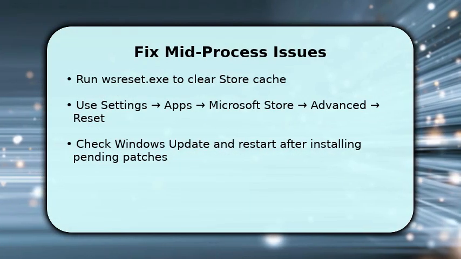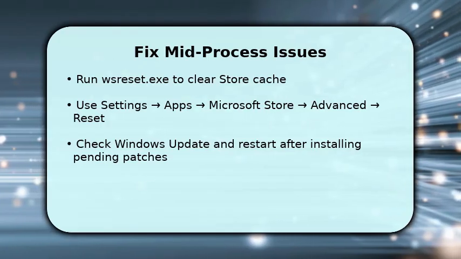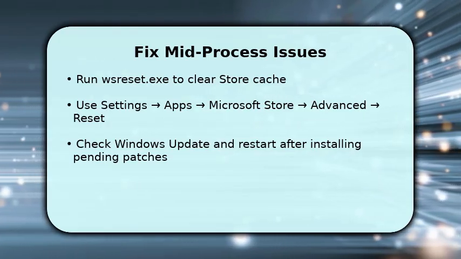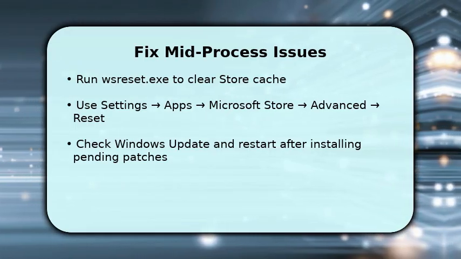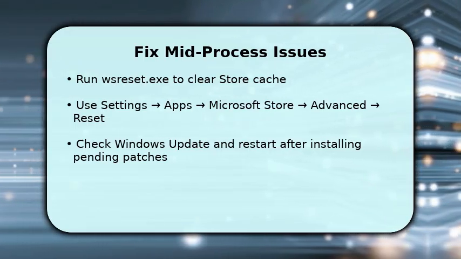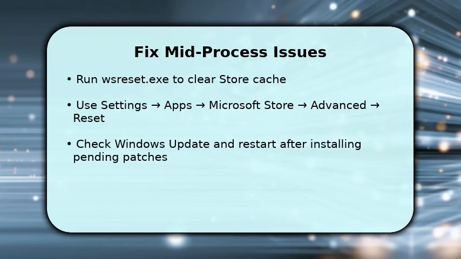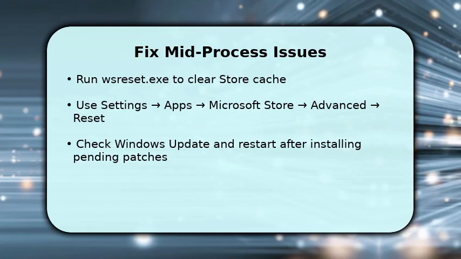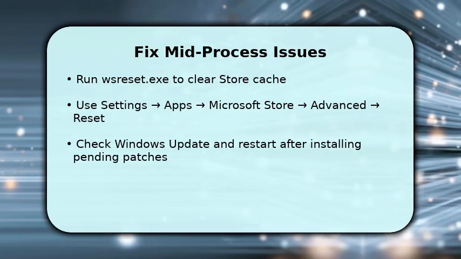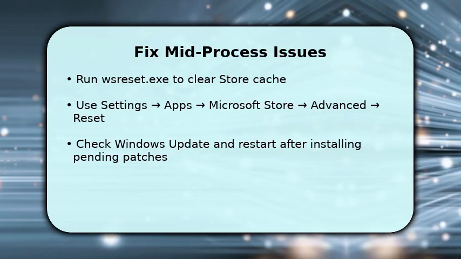If updates stall, take these middle steps to restore the store's normal flow. First, run WSReset.exe to clear the store cache. That often unblocks downloads. If problems persist, open Settings, then Apps, then Microsoft Store, then Advanced Options and choose Reset. This reinstates default app data without touching your account.